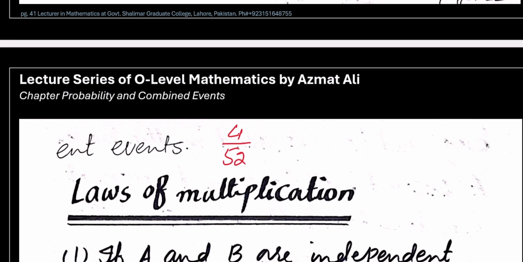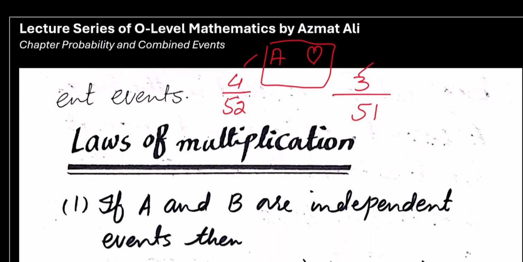Now you do not replace the first ace card. Suppose this is a card of hearts. Suppose you do not replace this card in the playing cards and you pick a second card from the playing cards. Now the remaining playing cards are 51 and the remaining aces are 3. So it means at this time the first probability affects the probability of B. These are not the same. It means these are dependent events.